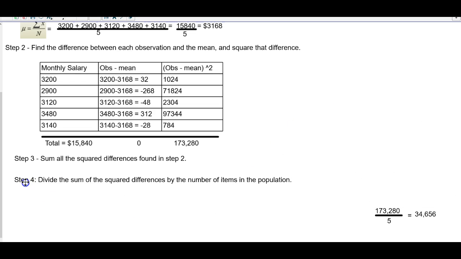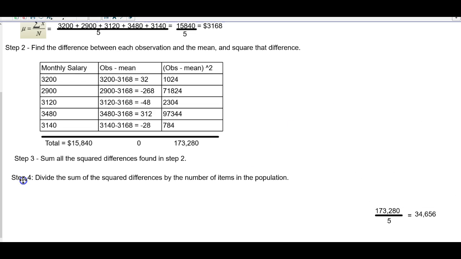And then our last step is to divide the sum of the squared differences by the number of items in the population. So I did 173,280 divided by 5, and I got 34,656. Remember that this variance is based on a square. So these are squared units.